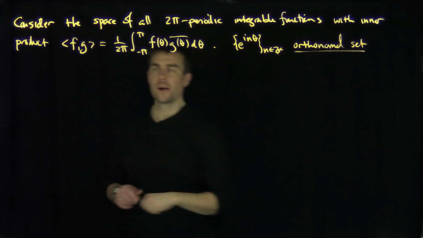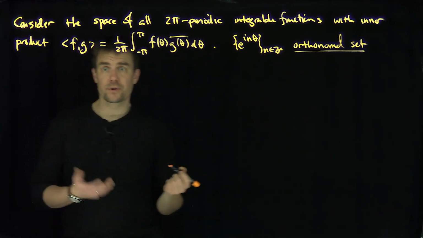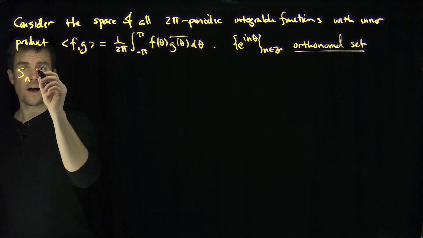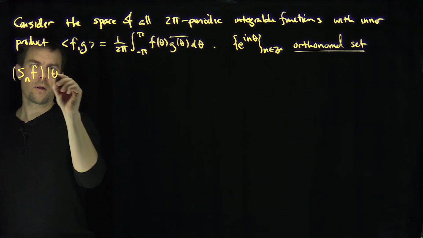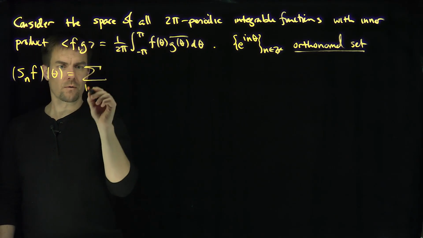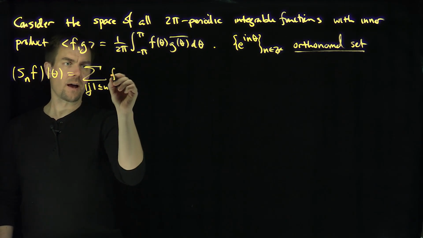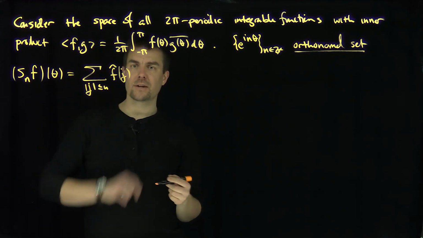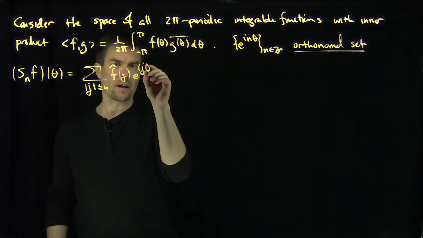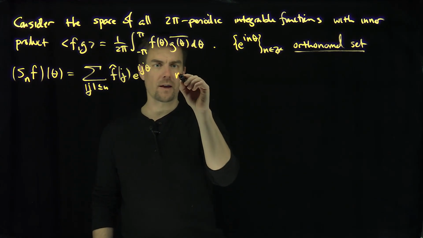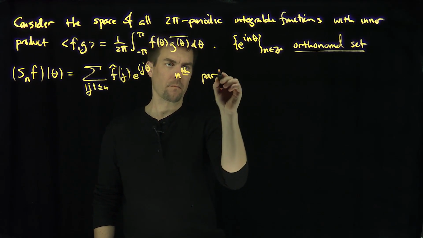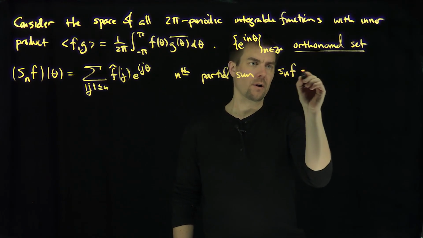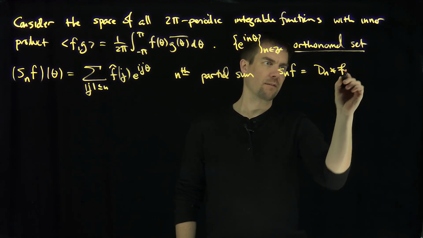Okay. And so what I can do is write down the Fourier coefficients of the partial sums of the Fourier series. We look at S n of f of theta, which is just the sum over all j less than or equal to n of f hat of j e to the i j theta, where of course f hat of j is just the inner product of f with e to the i j theta. This of course is the nth partial sum. And we know from a previous video that these S n f's are really just D n, the Dirichlet kernel, convolved with f.